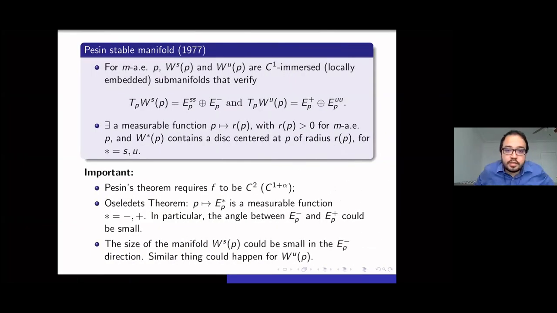Some important things when you deal with Pesin manifolds are the following. One thing is that Pesin theory requires higher regularity. So we are working in a C2 setting, or C1 plus Hölder setting.